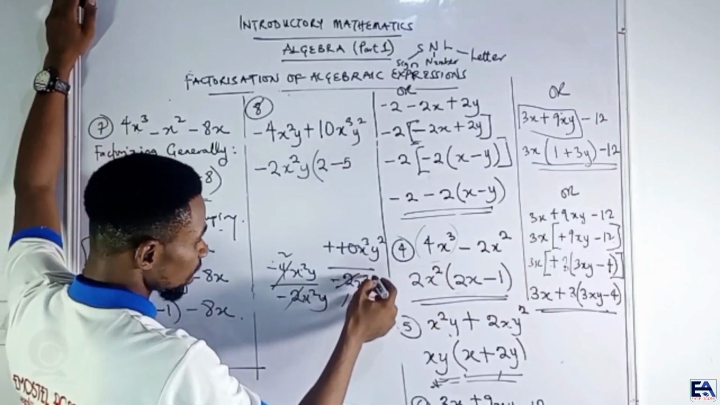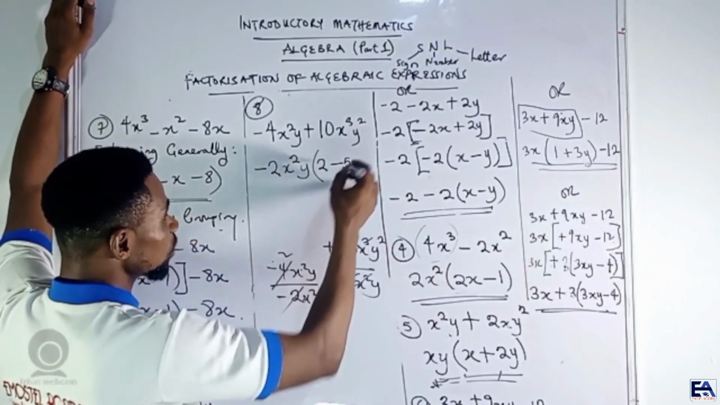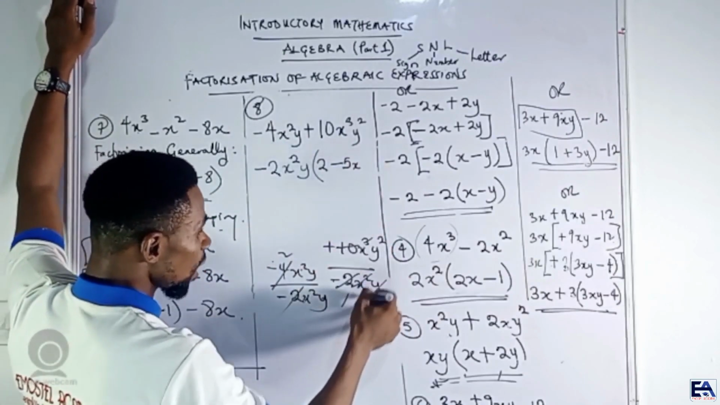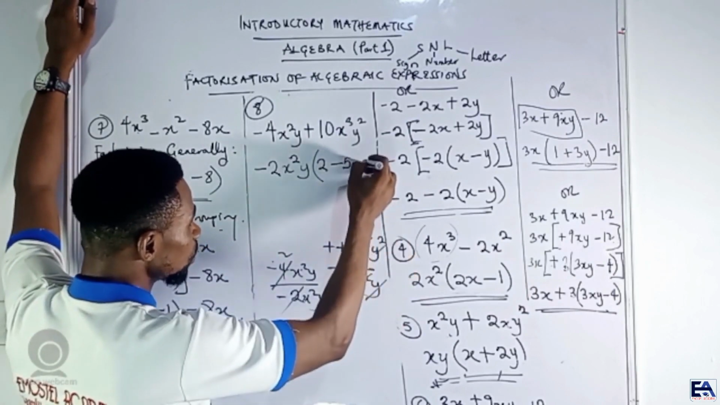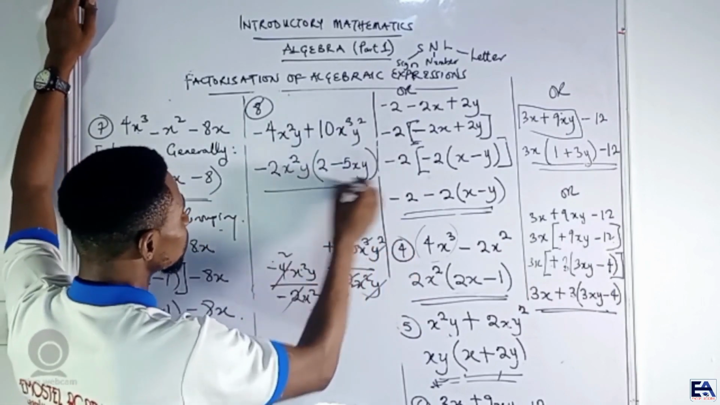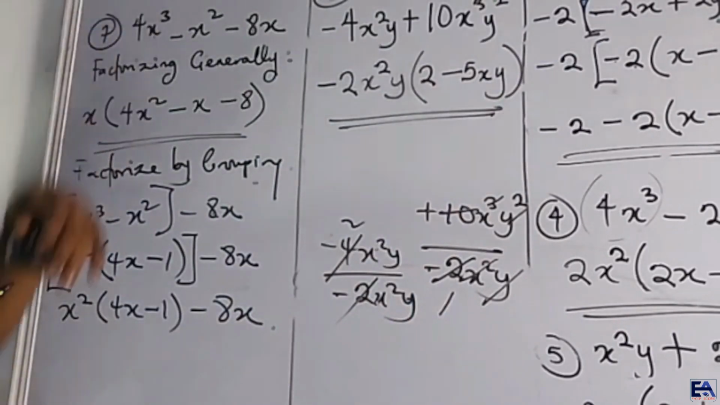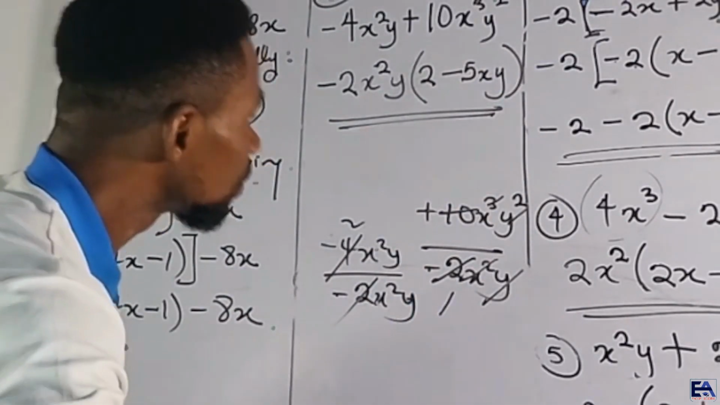And then x squared will go in x cubed to remain only 1x. And then y will go in y squared to remain only 1y. And so that is the final answer. All right?